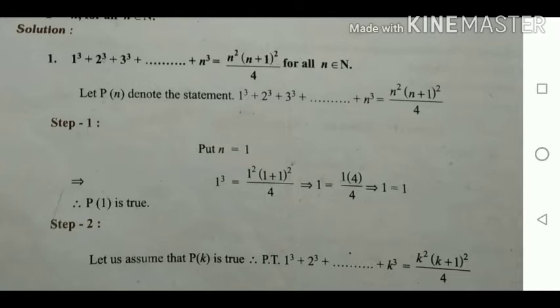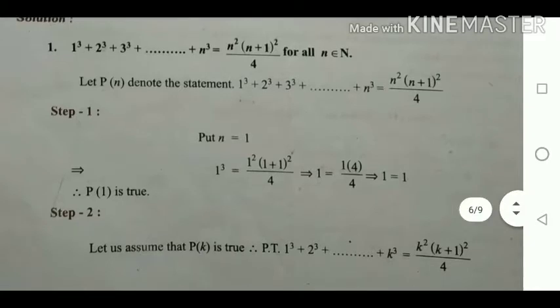There are 3 steps you have to follow in mathematical induction. The first step is put n equal to 1, the next step is put n equal to k, and the last is put n equal to k plus 1. In order to prove P of 1 is true, put n equal to 1. So 1 cube, that is n cube, is on the left hand side. 1 cube equals 1 square into 1 plus 1 whole square divided by 4. After simplification, we get 1 on the left hand side as well as on the right hand side. Therefore P of 1 is true.